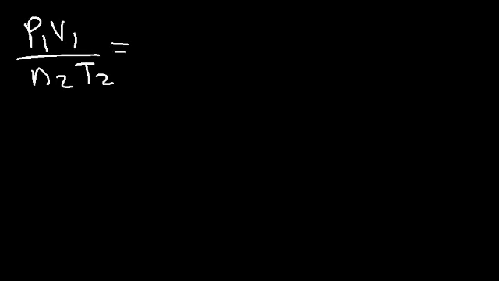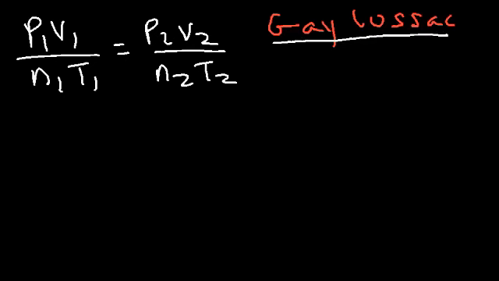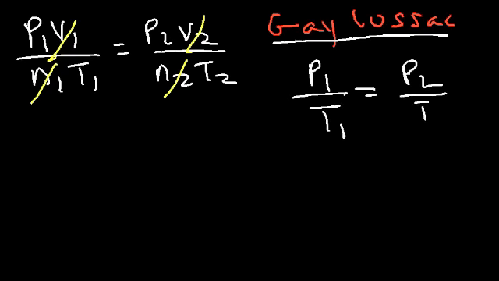Now let's start back with the combined gas law equation. The next equation that we're going to talk about, I messed that up. That's supposed to be N1, T1. Okay, here we go. So the next equation is Gay-Lussac's law. And his equation shows the relationship between pressure and temperature. So volume and moles are held constant. So it's going to be P1 over T1, which is equal to P2 over T2.